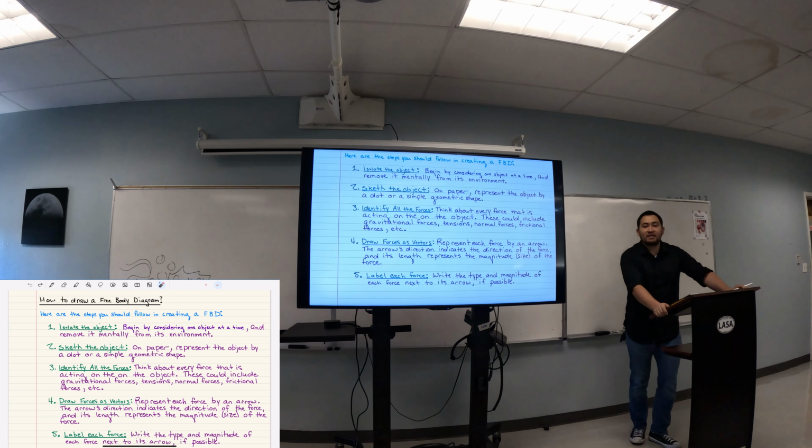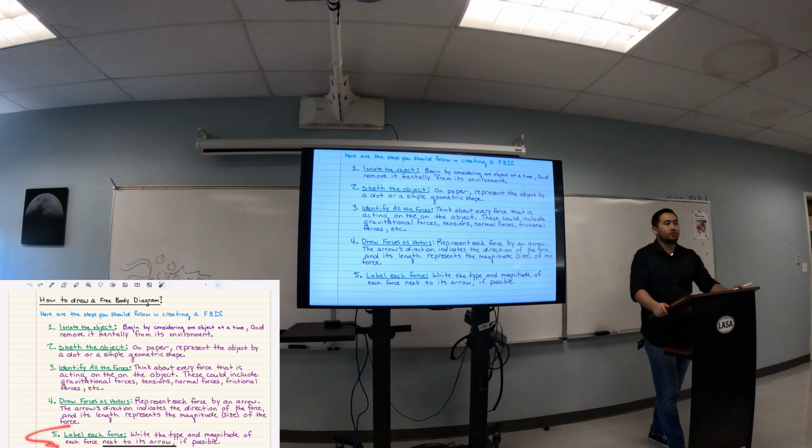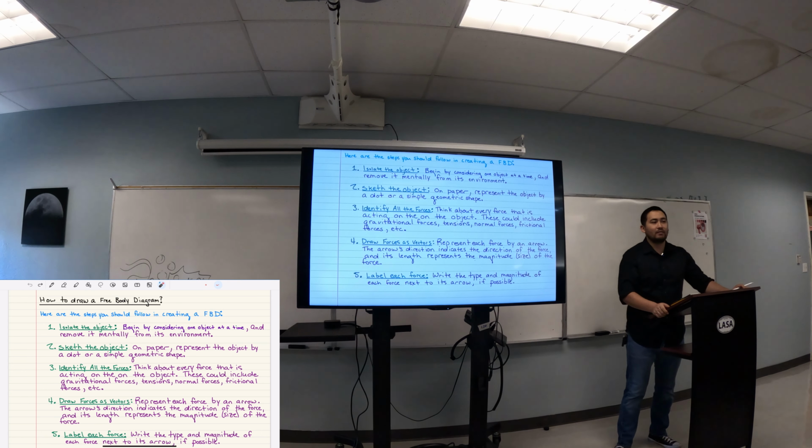Lastly, you want to make sure you do your best to label each force. Like I said, if at all possible, give the magnitudes as well, but make sure they at least have a name, like F sub G, F sub N, F sub T for tension. Okay?